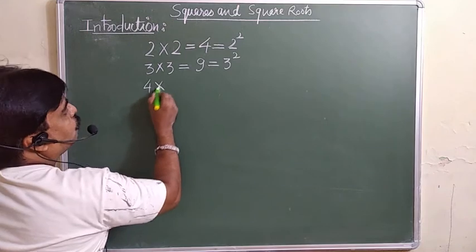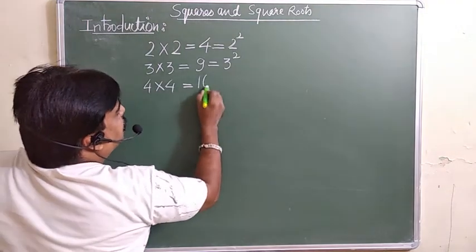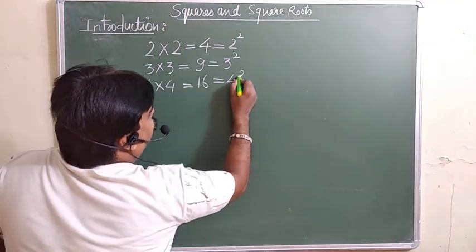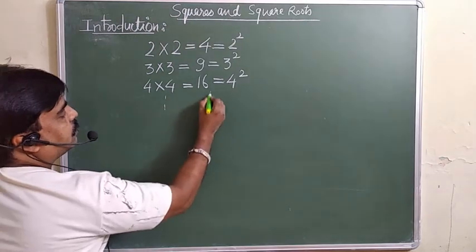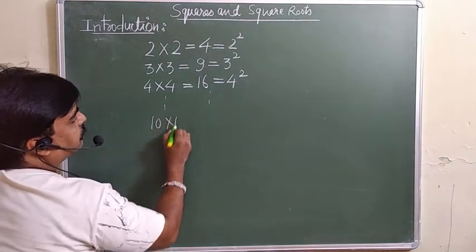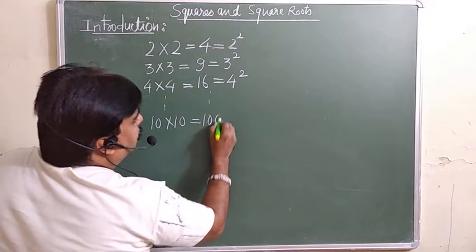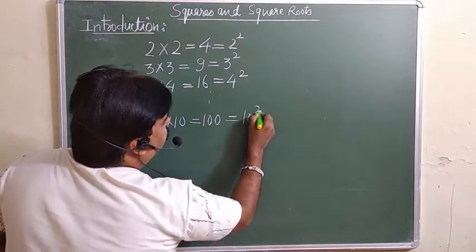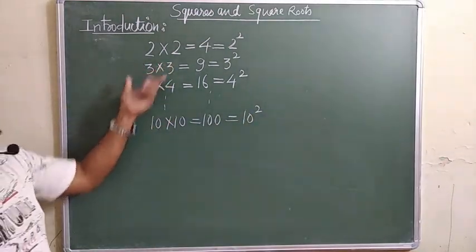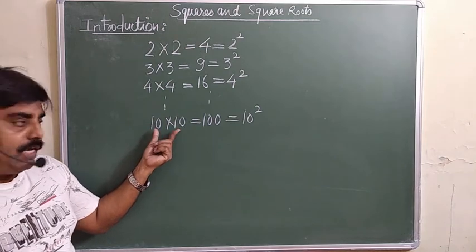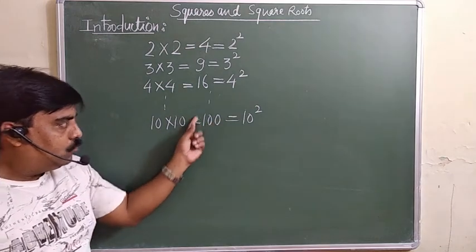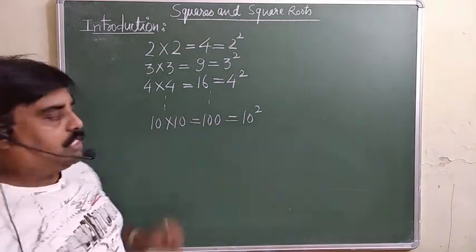Similarly, 4 into 4 is 16. So 16 is the square of which number? The square of 4. Likewise, 10 into 10 is 100. So this 100 is the square of 10. So if any number is multiplied by itself, the product that comes will be the square of the number itself.